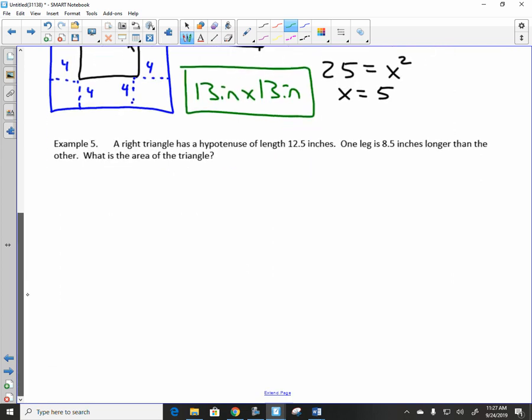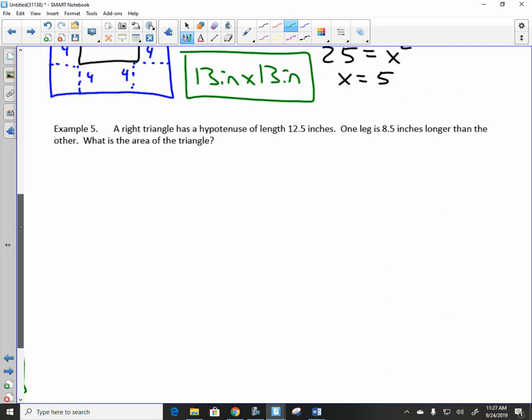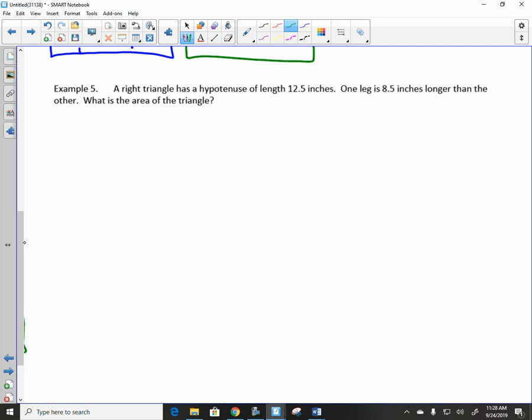Last problem of the day. This is one where you should really be able to walk me through basically the whole thing. You really should. Okay? A right triangle has a hypotenuse of length 12.5. One leg is 8.5 inches longer than the other. What is the area of the triangle?